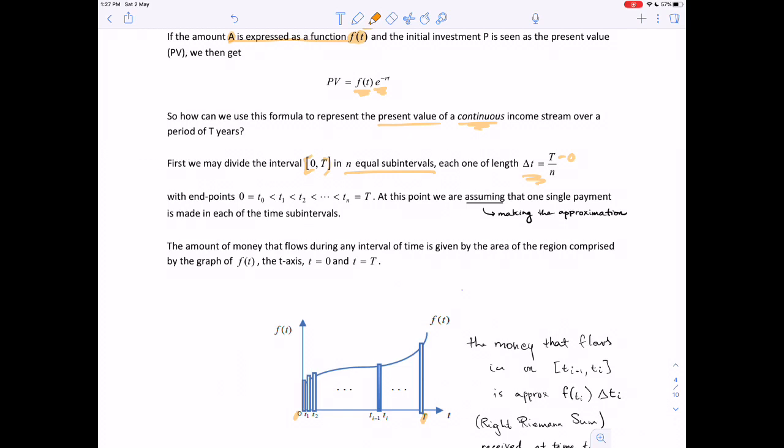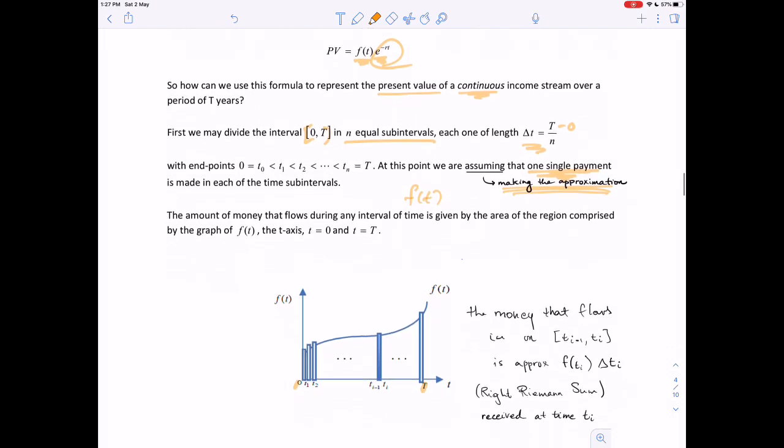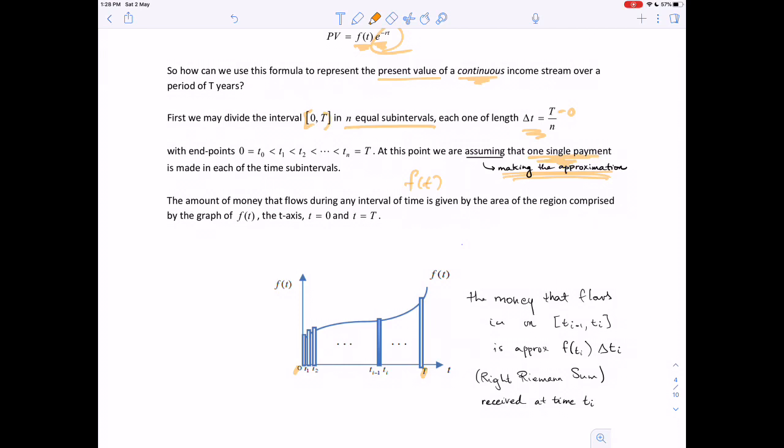So in this case, we're going to make another little approximation. We're going to make the approximation, first of all, that f of t is constant on each subinterval, and that it comes in one single payment, so that we can multiply that payment by e to the minus rt to get its present value. So if we do this, the money that flows in is approximately f of ti times delta t.